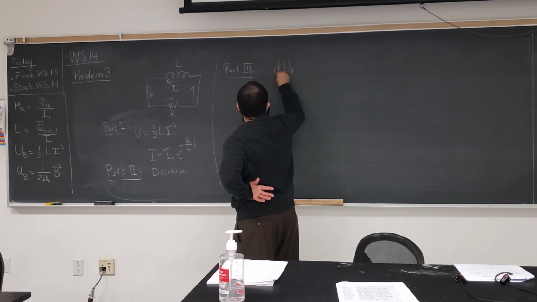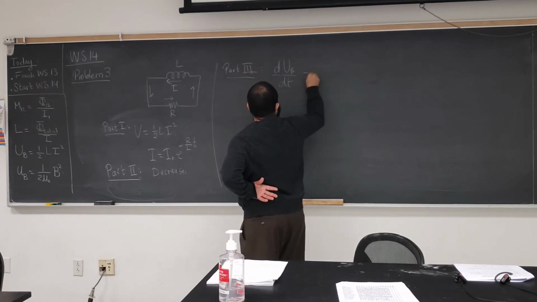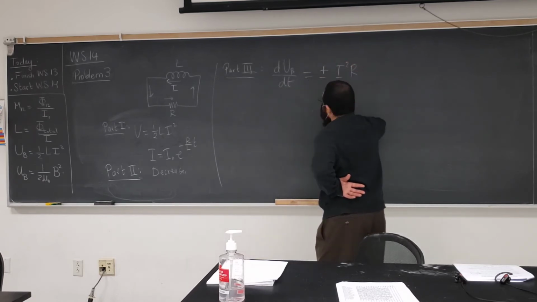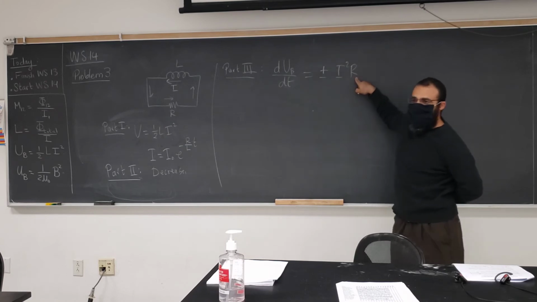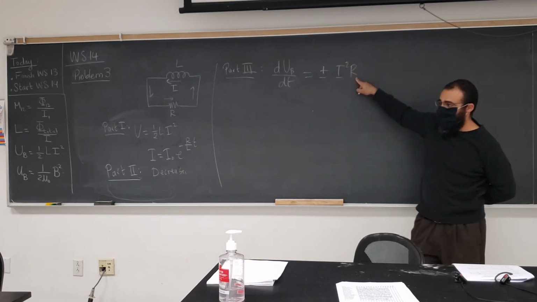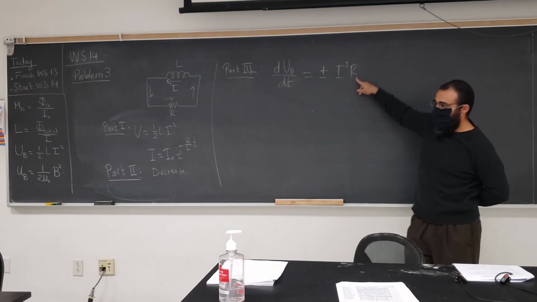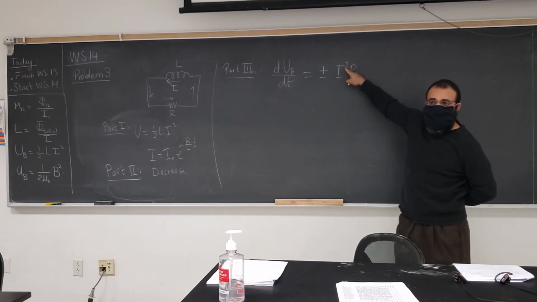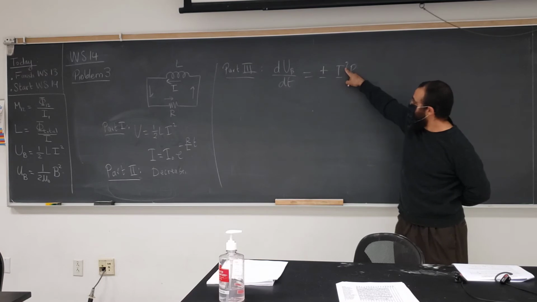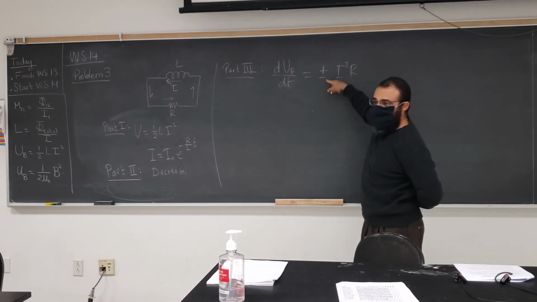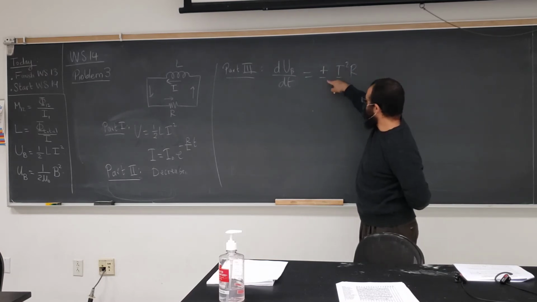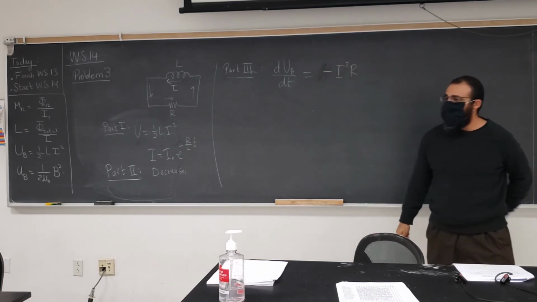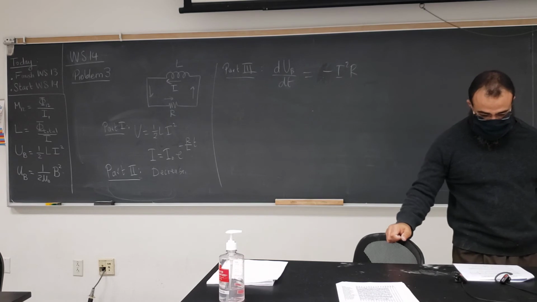So for part 3, dU dt, they're asking, is it the plus or the minus of the I squared R? Well, think about it. R is always what? Positive quantity, right? Non-negative. R cannot be negative. Just the resistance. Squaring the current is always what? Positive. So to ensure that this is negative, what should I do? Choose the plus or the minus? Clearly the minus, right? Minus.